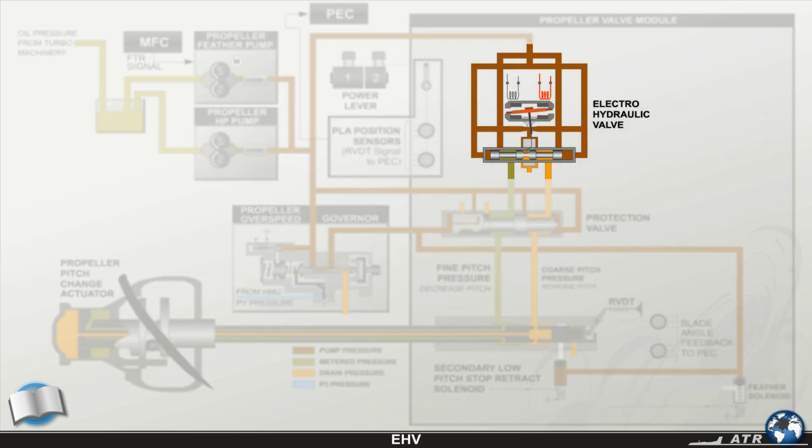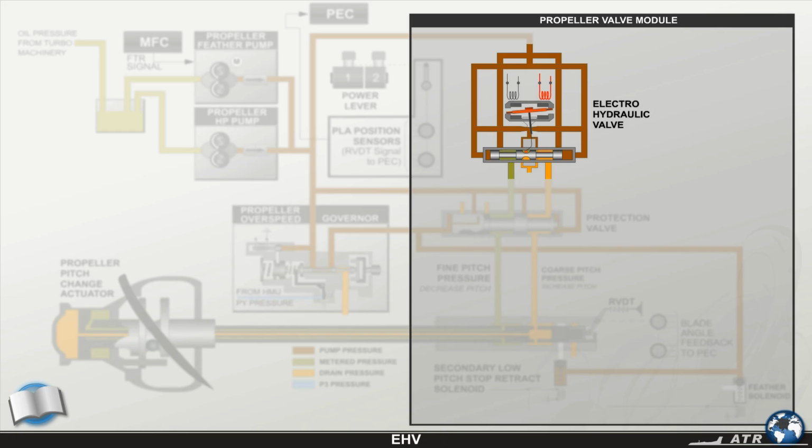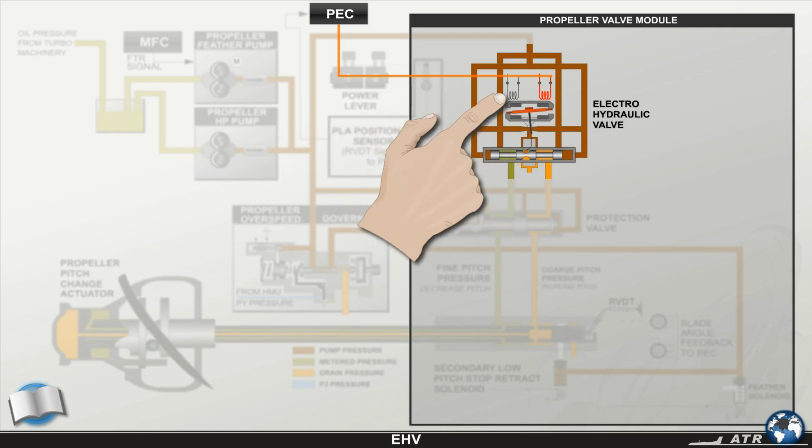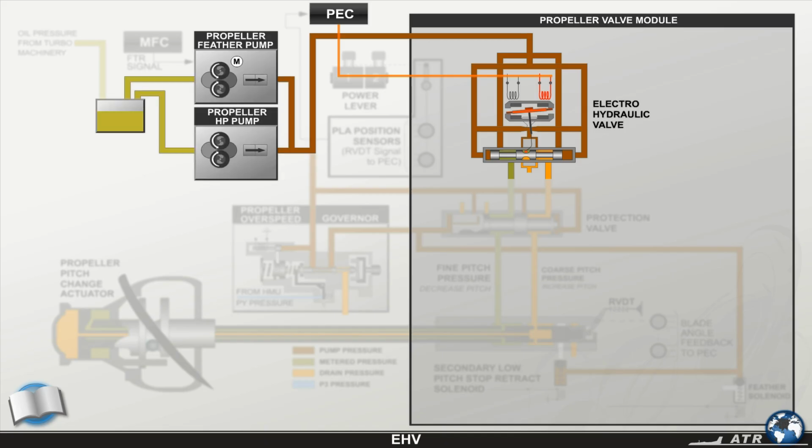The electro-hydraulic valve, EHV, is a part of the propeller valve module and is commanded by the PEC via dual windings, one per PEC channel. The EHV modulates the high-pressure supply oil from the gearbox-mounted pump to increase or decrease pitch pressure.